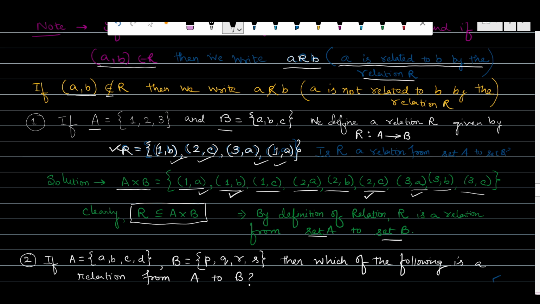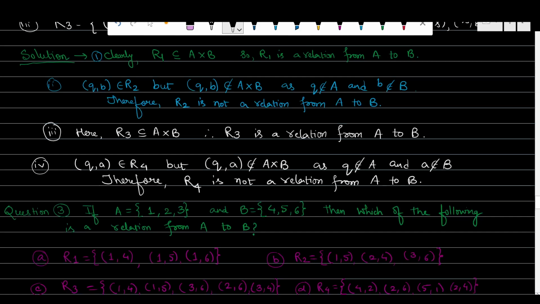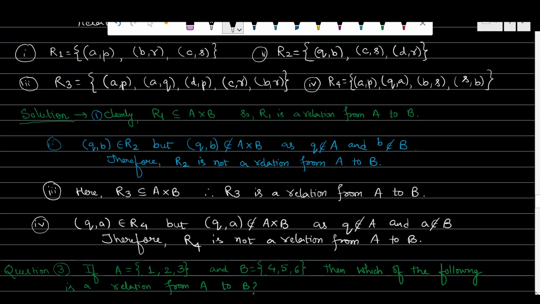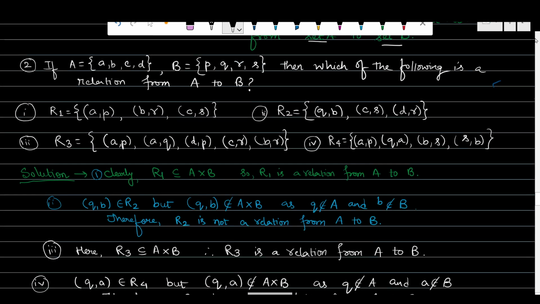Let us take one more example of this. Suppose A is a set which contains 4 elements a, b, c and d, and B is a set which also contains 4 elements p, q, r and s, then which of the following is a relation from A to B? For that you need to check which of these 4 is a subset of A cross B.